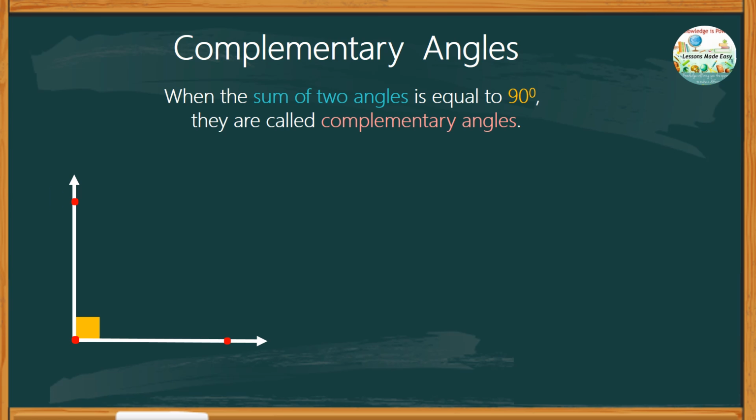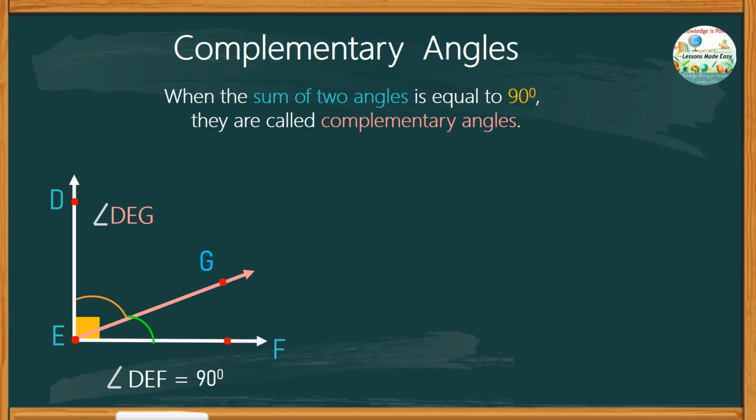Let's name this angle DEF. Its measurement is 90 degrees. To come up with complementary angles, we simply split this angle into two by adding one side. Let's have side EG. Now we have two angles adjacent to each other or next to each other sharing the same side. Angle DEG is the complement of angle GEF.